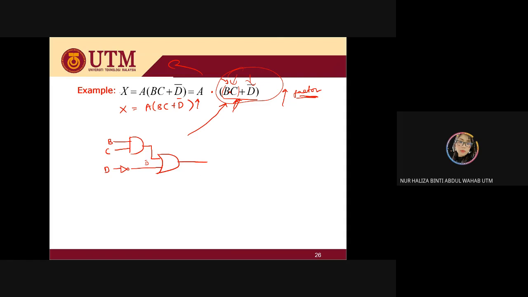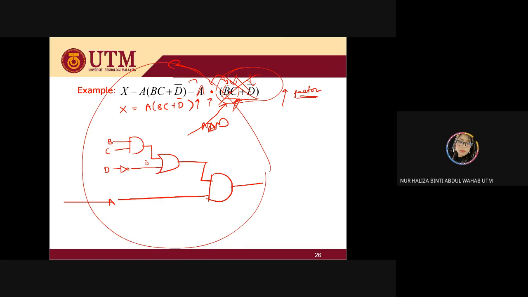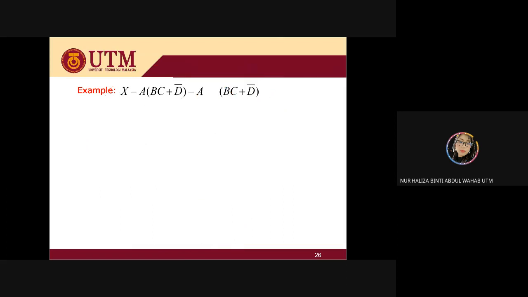Okay, now after you already solved this, you can see, oh, you have A input and there is another dot, which is multiplication, which is AND gate. From here, my output, I'm going to feed it to my AND gate. This one is A. So this is my circuit. Simple.